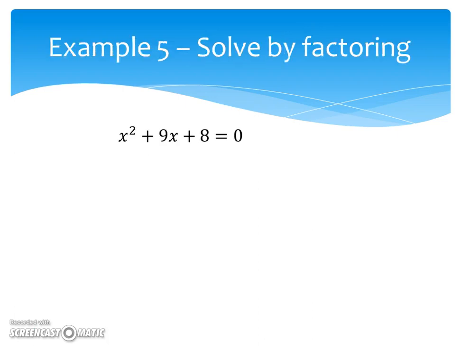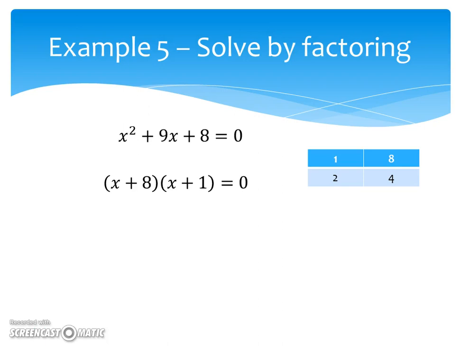This time, however, since we have a b term, we have to factor by grouping or factor by guess and check. I'm just going to go quickly through this. Our factors of 8, because 1 times 8 is 8, are 1 and 8, 2 and 4. To get positive 9, it's 1 and 8. So when we factor, we get x plus 8, x plus 1.